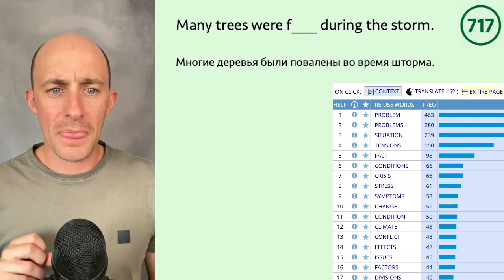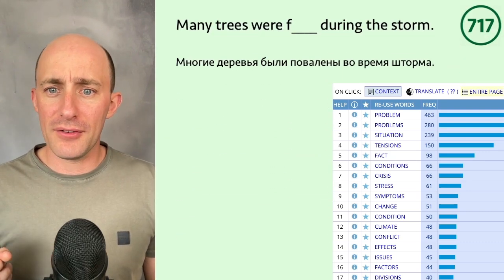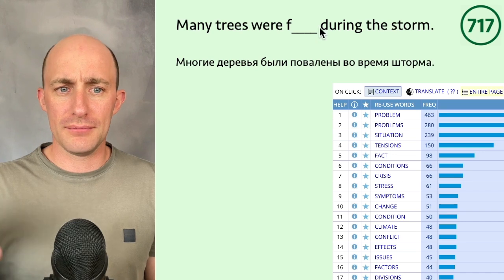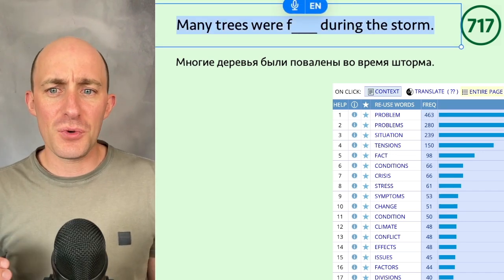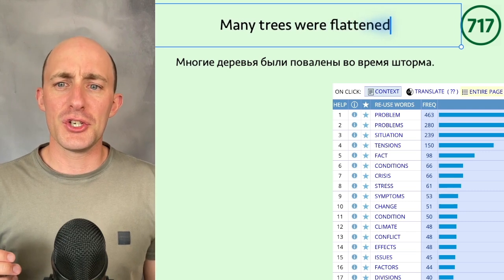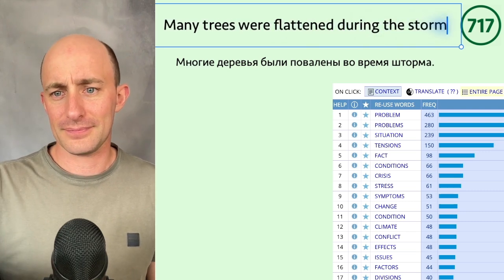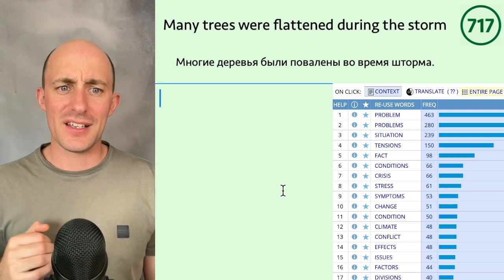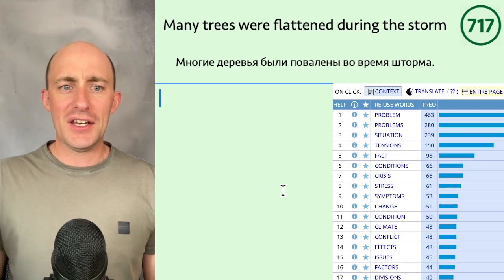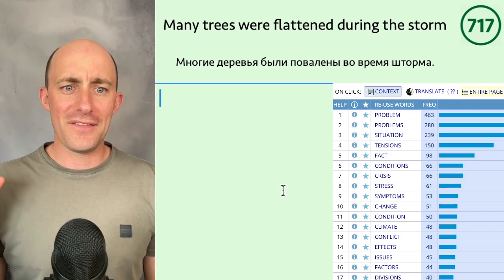The next one. Многие деревья были повалены во время шторма. Прямо повалены. Many trees were flattened during the storm. So, flat is плоский. You can also flatten something. You can flatten a building. Flatten a forest. Flatten.